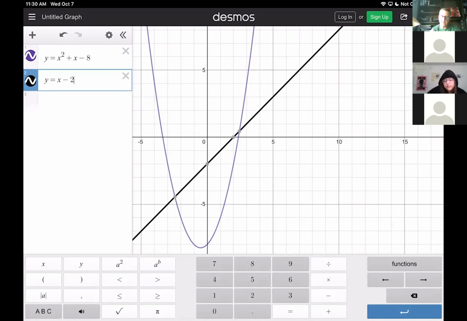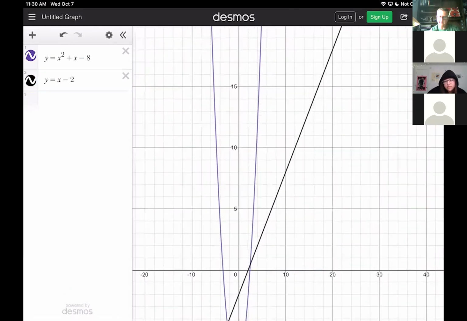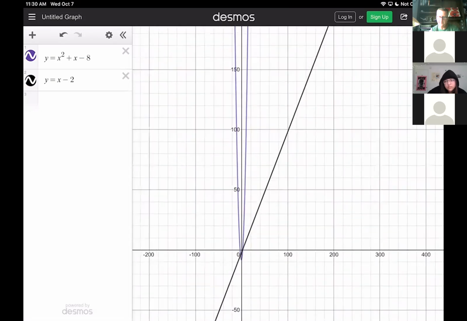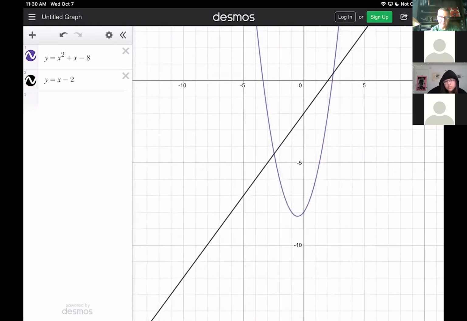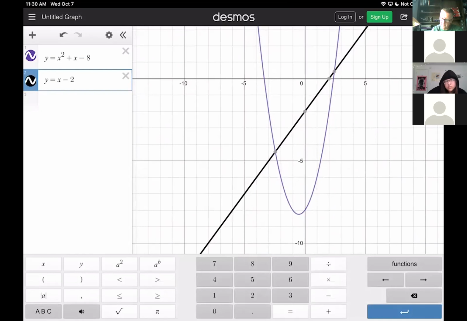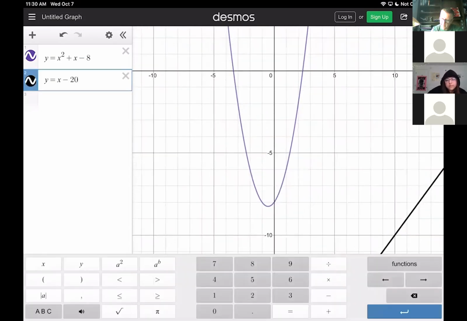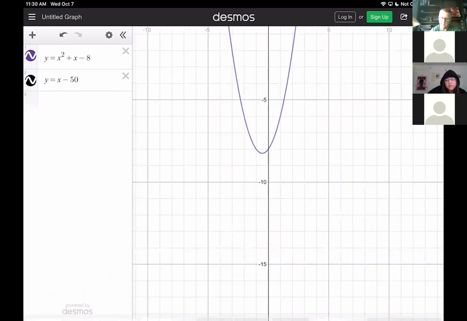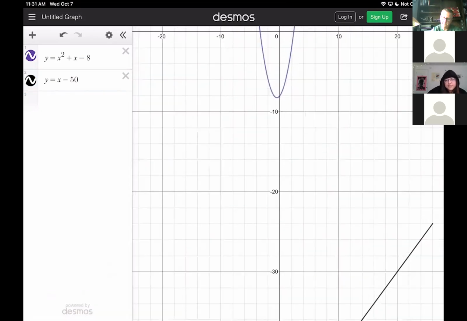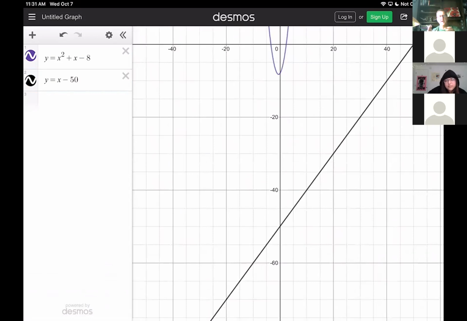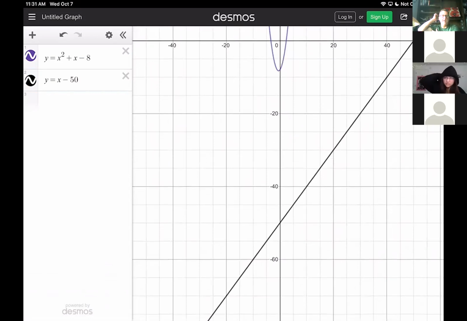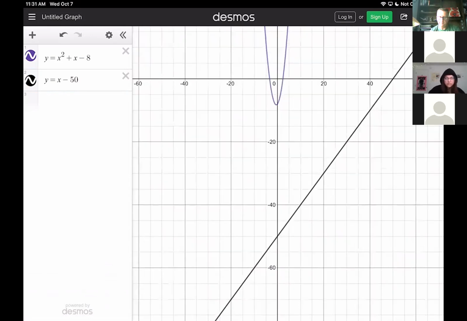So the only thing I would say is probably zoom out a little bit, because maybe the line's there. Let me give you an example. If I said y equals not x minus 2, but x minus 20, or even worse, x minus 50, where's the graph? What's wrong with this thing? It's broken. No, it's not broken. Minus 50, way down there. Zoom out some, because maybe you did a job that's not even close. You know what I'm saying? Right. Okay, that helps. Cool.